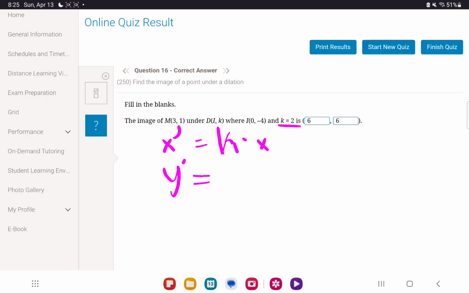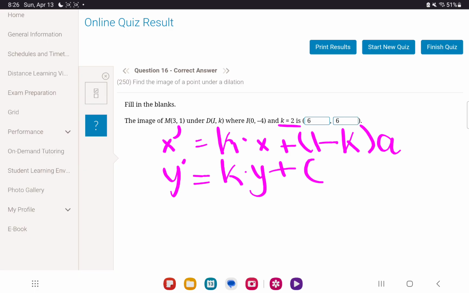K times X plus 1 minus K times A. And then the other one is K Y plus 1 minus K B. So literally the only difference is K and X and Y. Okay, so let's find X first.